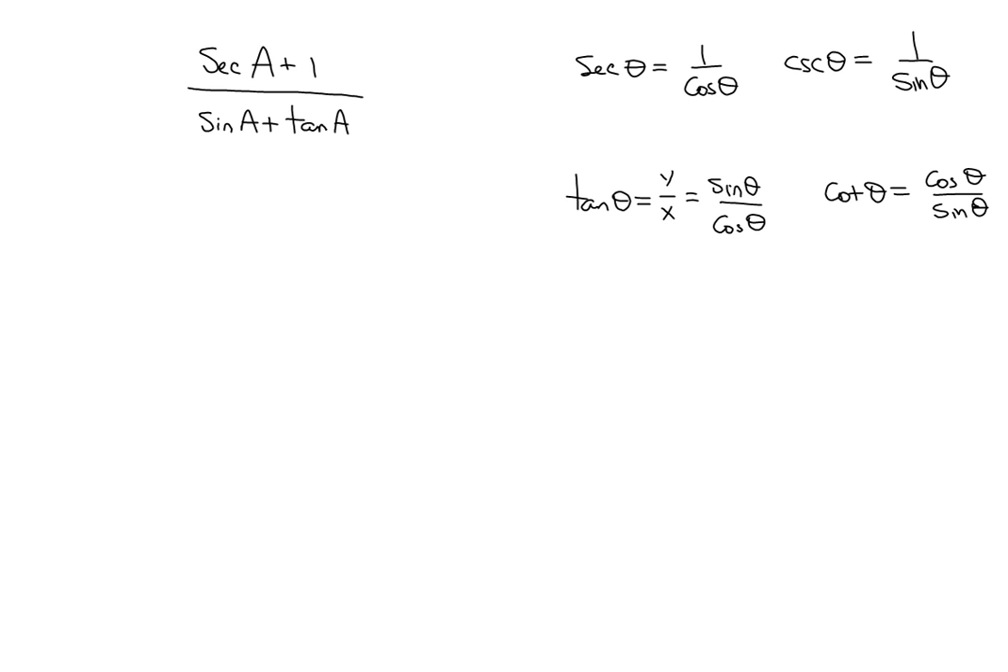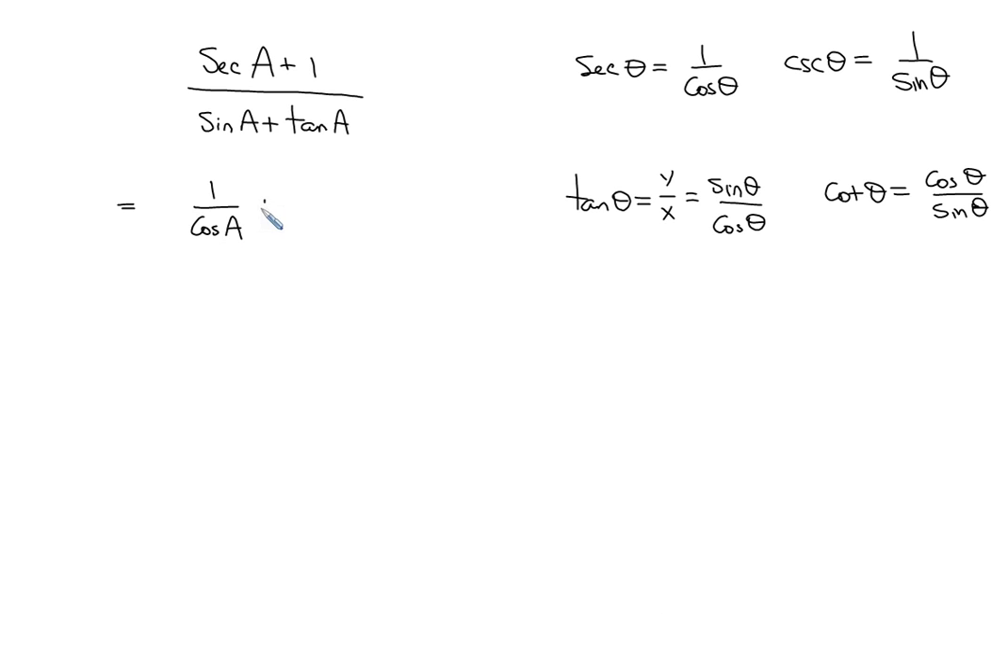These are the identities that we're going to use to get these problems started. So what we're going to do is take secant of a and change it into what? 1 over cosine of a. And you do have to use the correct letter, guys. Don't make it theta if it's an a. Don't make it an a if it's an alpha. You have to use the proper letter.